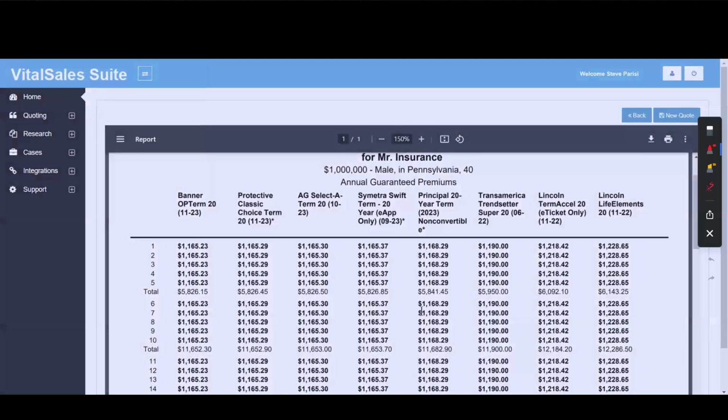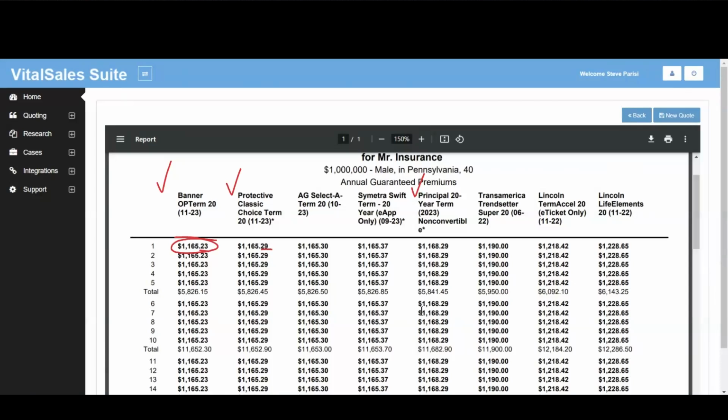For our 40-year-old Mr. Insurance, we see a couple top companies here. There's a lot of them. But if we look at the far left, we'll see the lowest by 6 cents per year compared to the next best. So a lot of companies are very competitive, but it costs less than $1,200 per year.